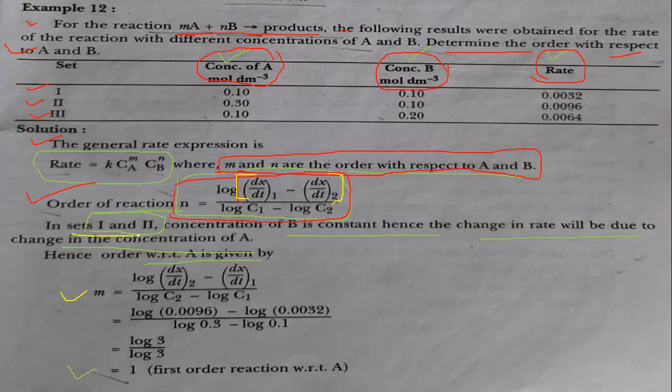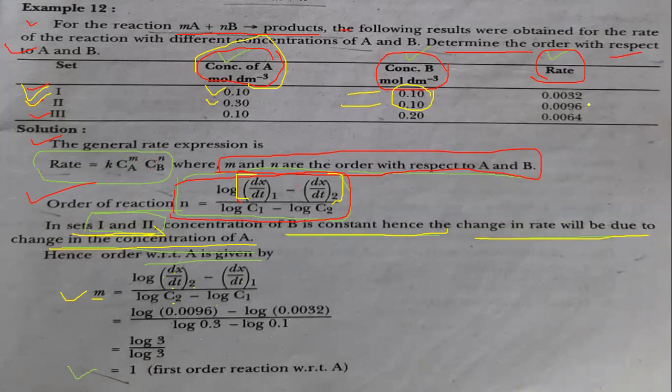In set first and set second, the concentration of B is constant, and the change in rate is due to the change in concentration of A. The concentration of A in the first set is 0.10, and in the second set it is 0.30. Let us enter the values here. M is equal to log of dx upon dt2 minus dx upon dt1 upon log of c2 minus c1.